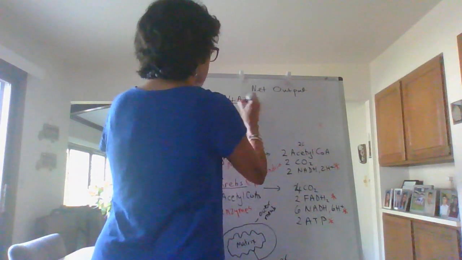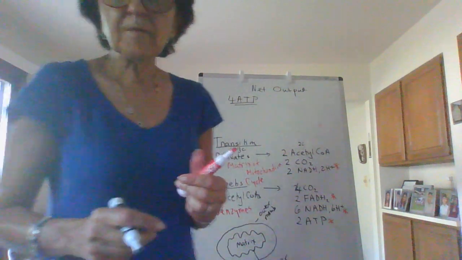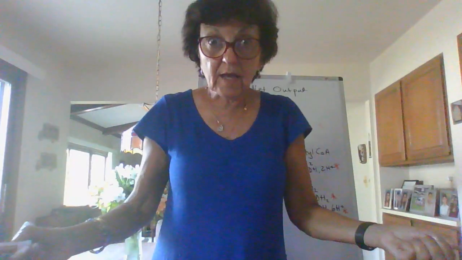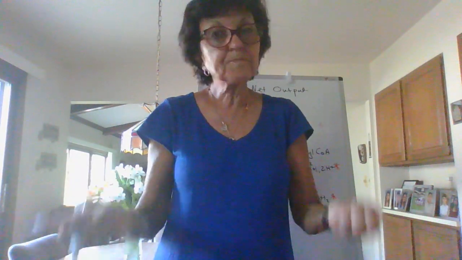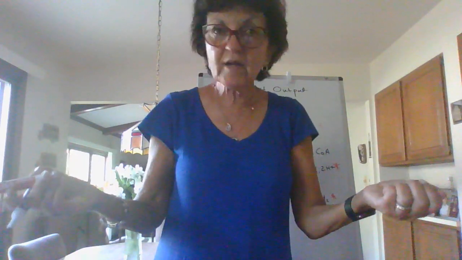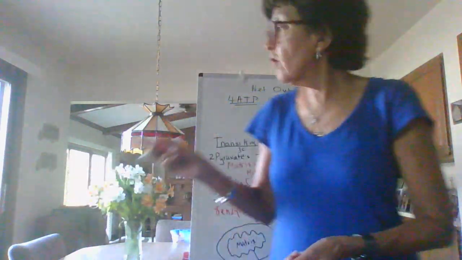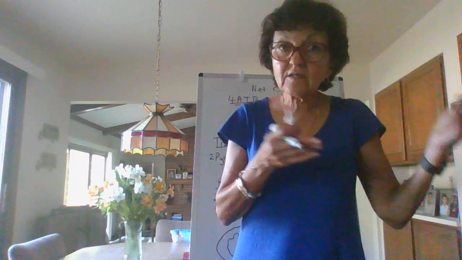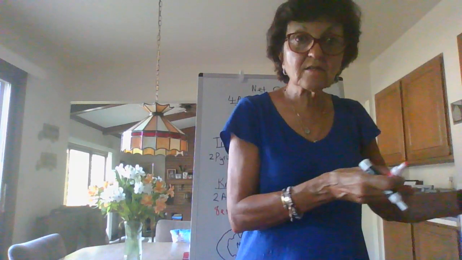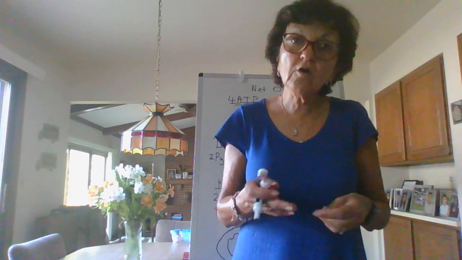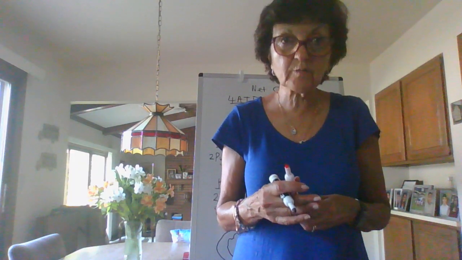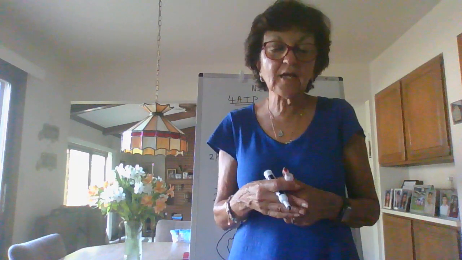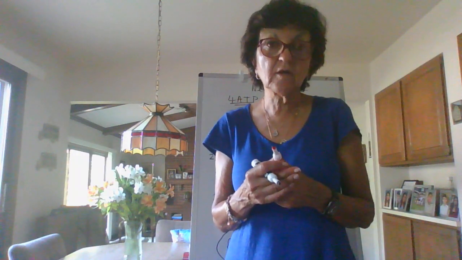ATPs net. Remember how I told you that one glucose is supposed to give you 30 ATPs? Do you guys remember that? Are we anywhere near 30? We're not. We've only produced 4 ATPs. So that means all the 26 other ATPs are going to be produced in the electron transport chain. How are we going to produce them? That's where all those NADHs and FADH2s come in.